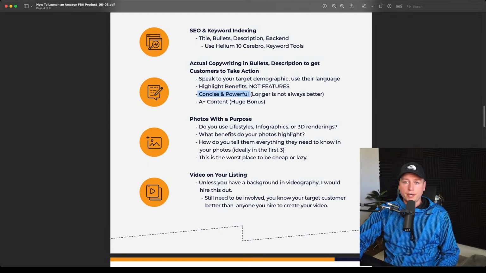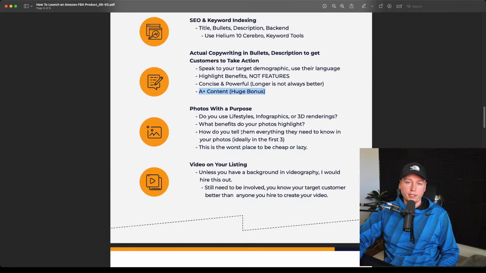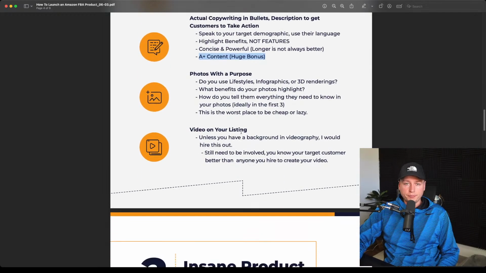Concise and powerful. Longer is not always better. So for bullets, it's better to have a short sentence that's more powerful than a long paragraph. Then A+ content, huge bonus there. Some people see a 3 to 5% increase in conversion rate just from that.